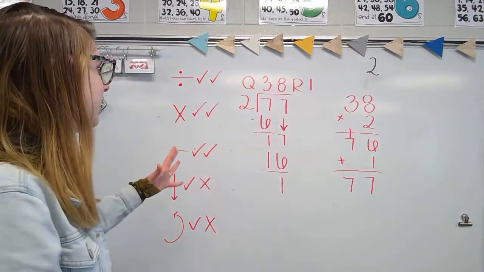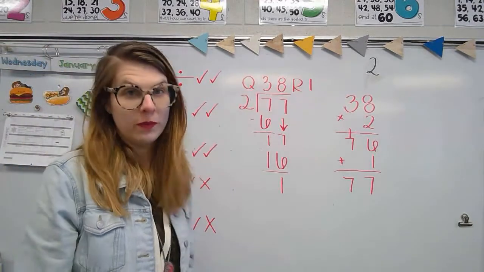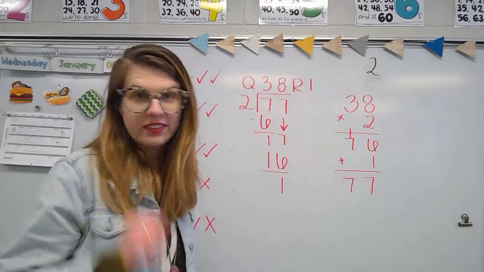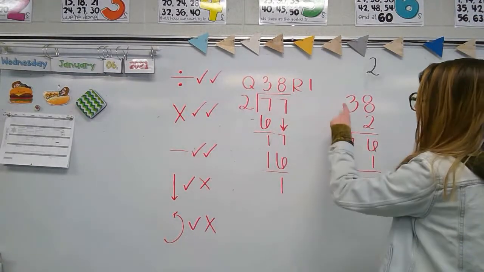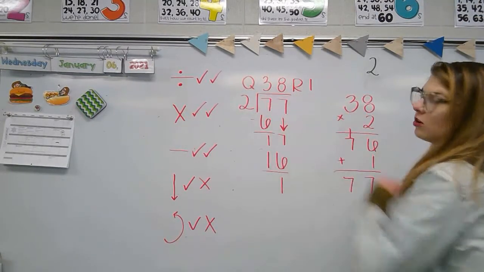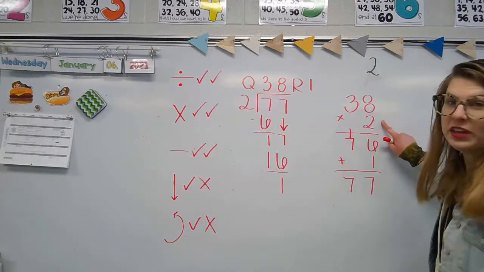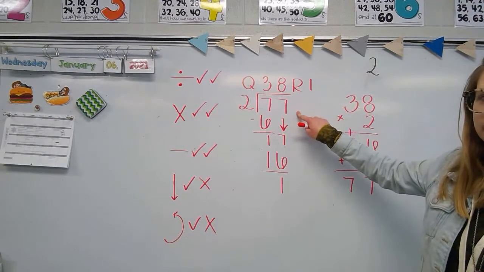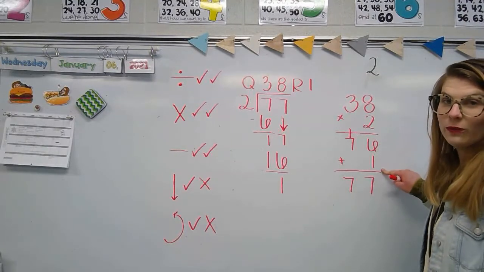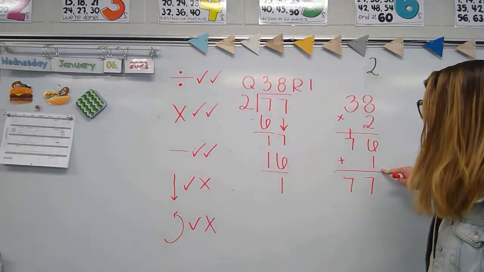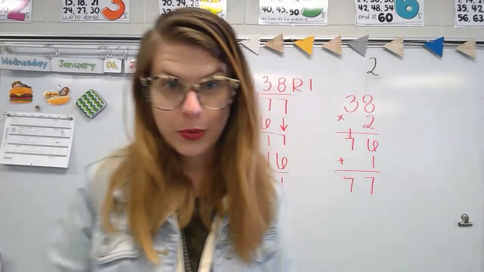Here we have it right here, our final work: quotient 38, remainder 1. We checked that using multiplication. We multiplied our quotient at the top, 38, times our divisor knocking on the door, 2, to see if we could get the number inside of the house. We got 76 at first, so we needed to add our remainder. And when we added our remainder, 1 more, we got to 77 in total.